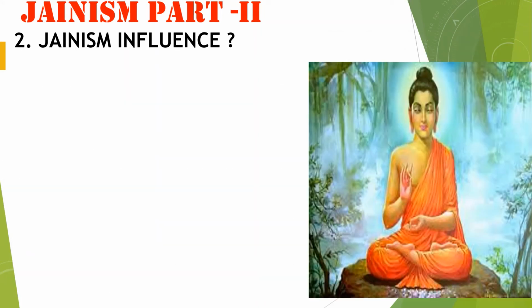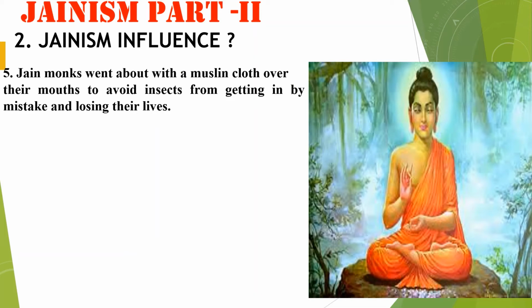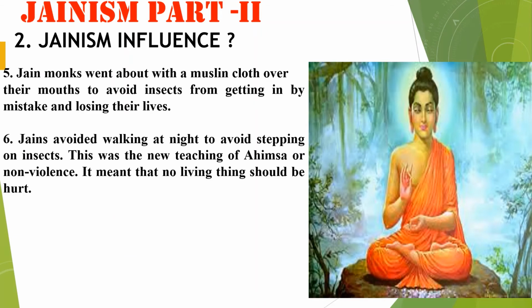Jainism part 2. The second question is Jainism influence. Jain monks went about with a muslin cloth over their mouths to avoid insects getting in by mistake and losing their lives. Jains avoided walking at night to avoid stepping on insects. This was a new teaching of ahimsa or non-violence. It meant that no living thing should be hurt.